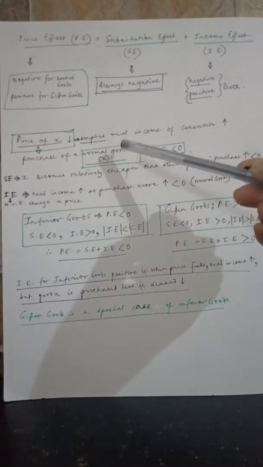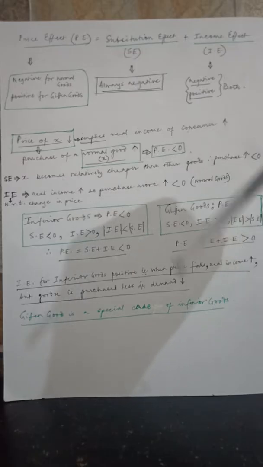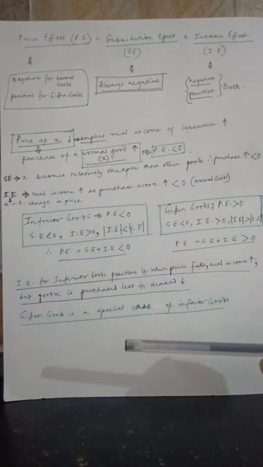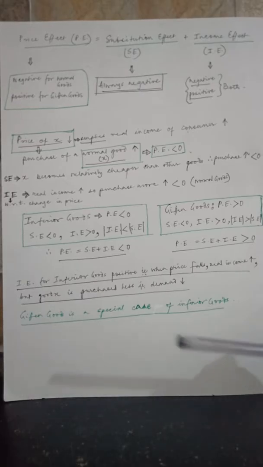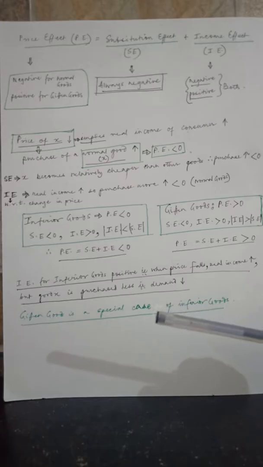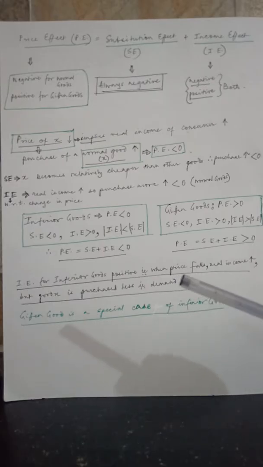And the substitution effect is always negative, because if the price of X has decreased, then it will be purchased, or demanded, more than the other substitutable goods. Maybe it is not a particular substitute of that good. If we are purchasing, say, X and Y, two commodities in the two axes, as in the case of the indifference curve, we show the two commodities in the two axes.